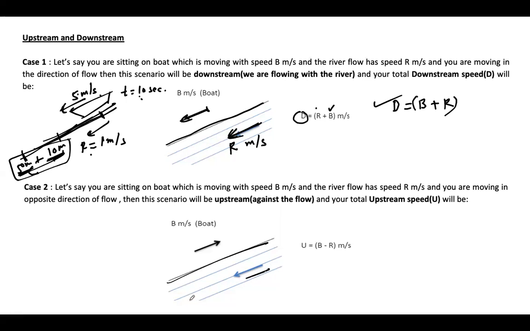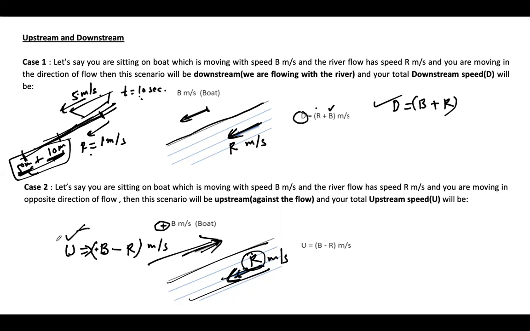But imagine a scenario wherein the river is flowing downstream, as in this is the direction of the flow of the river, and you are moving up. What will be your speed? Your speed in this case would be upstream speed, which is denoted by u. You are traveling, let's say, b in the upward direction, and the river is opposing you. The river is opposing you, that is why I'm saying b minus r meters per second. Is this point clear to everyone?